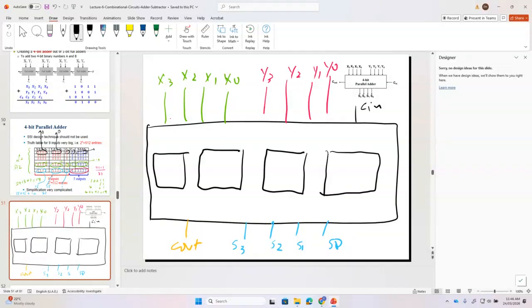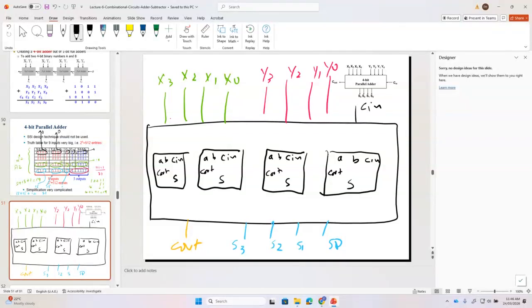So now, what are the inputs to any full adder? We have A, B, C in, and then we have sum and C out. Then we have A, B, C in, and then C out and sum. The same for the third and the fourth adders. Any question?